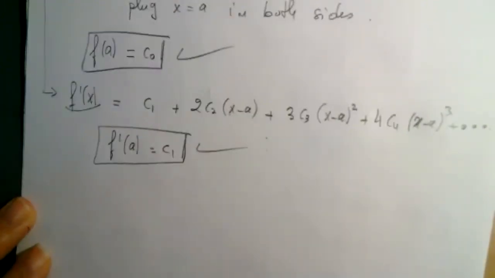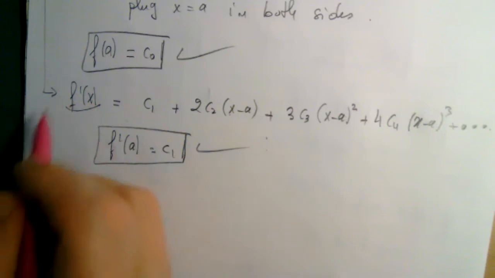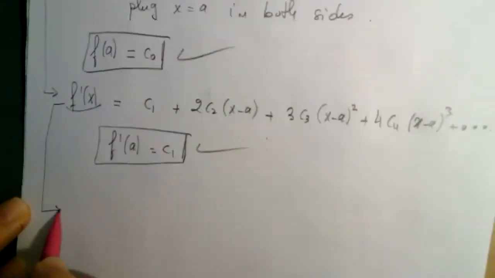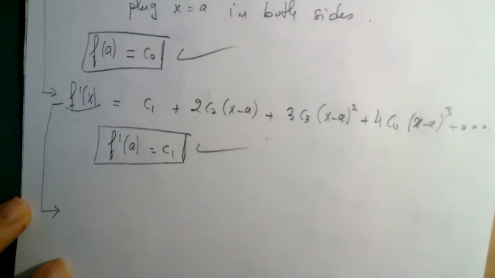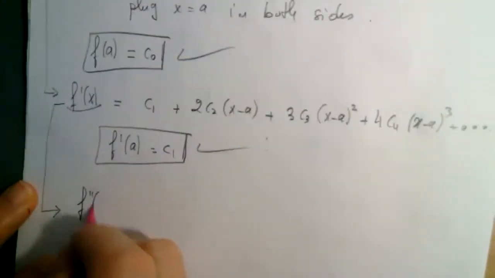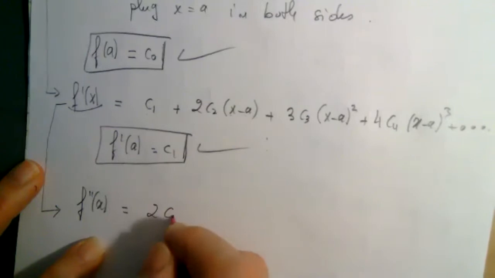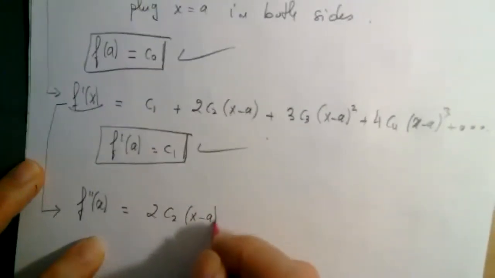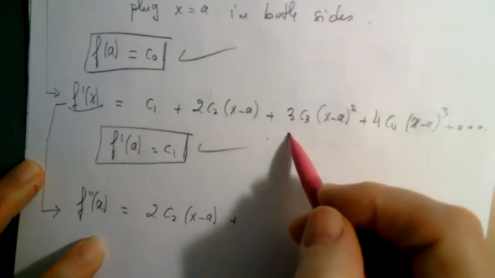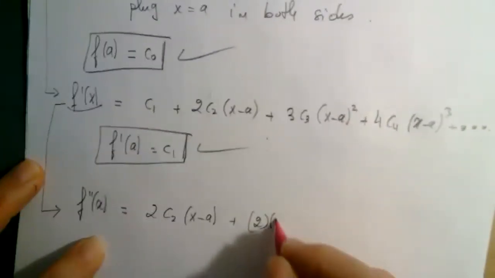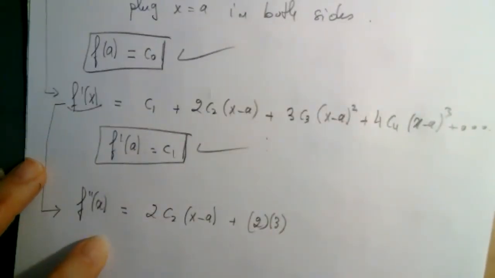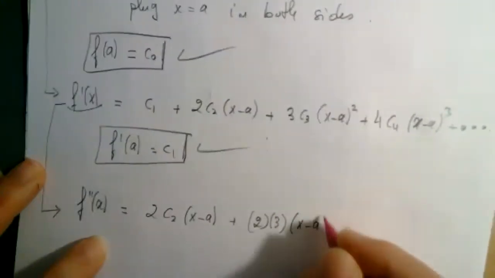Ideas? Who wants to tell me what I'm going to do next? I'm going to take this and differentiate it again, so I'm going to compute the second derivative. C1 is a constant, out of the picture. It's going to give me 2 C2 plus 2 times 3, but I'm not going to multiply it now. I'm going to write it this way. I will not compute it. (x minus a), sorry.